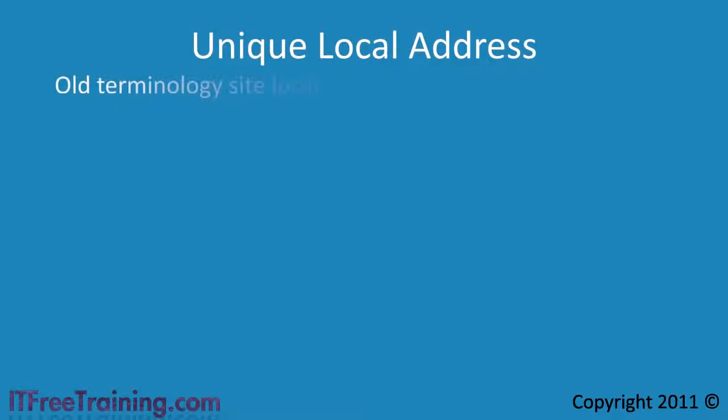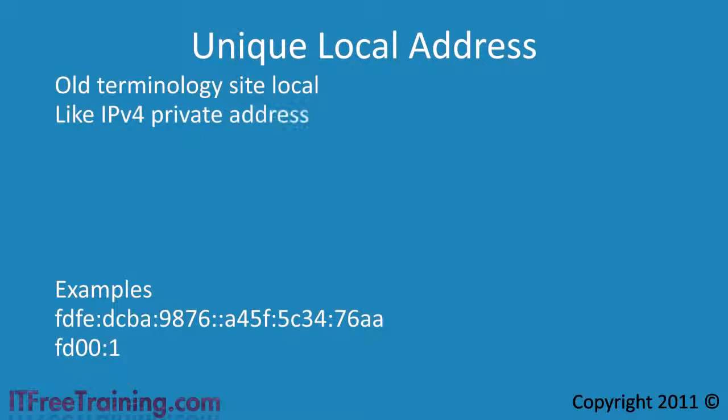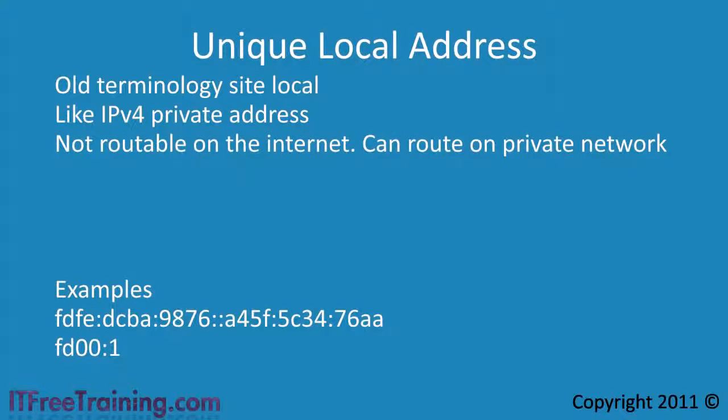The next address is the unique local address. Sometimes you will see this referred to as site local, but this is an old term. These addresses are like IPv4 private addresses. You can allocate these IP addresses any way you want, but these addresses are not routable on the Internet. You can, however, route these addresses any way you want inside your network. Unique local addresses start with FC00 or FD00. You can also start with FEC0, but this is the old standard which is being deprecated.